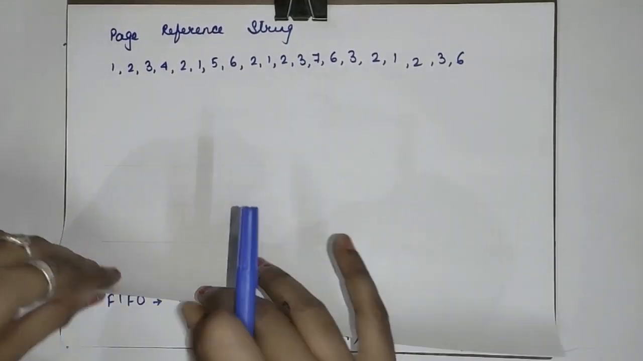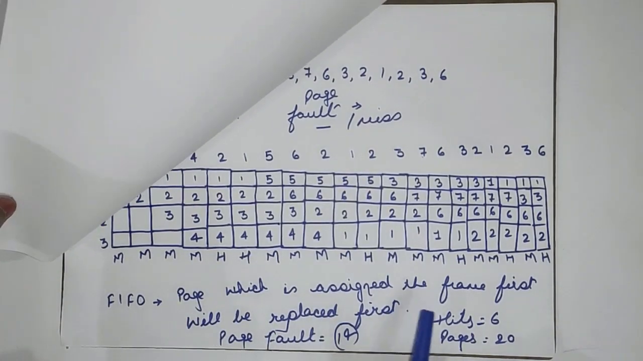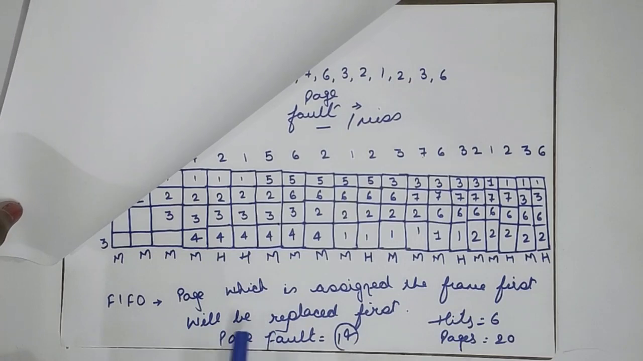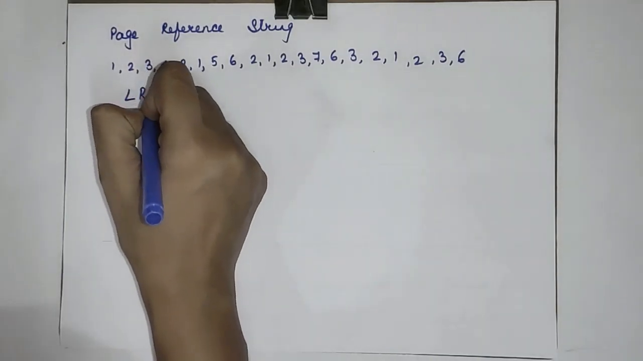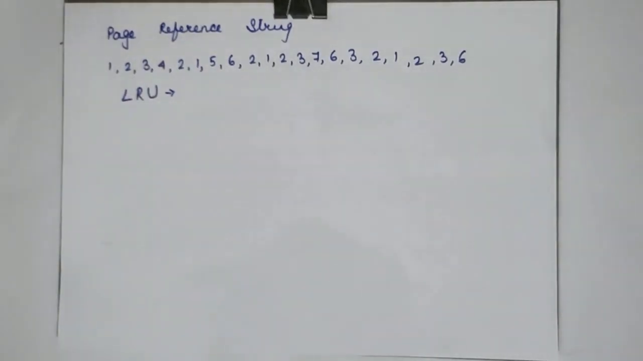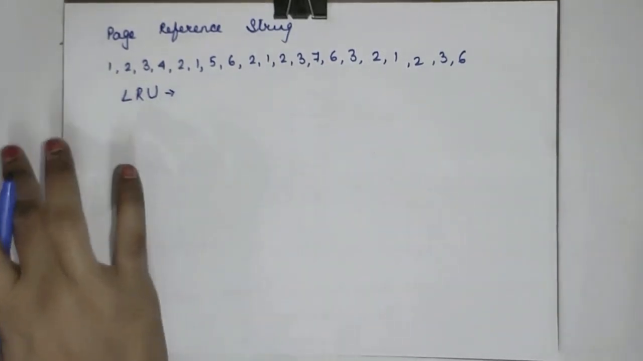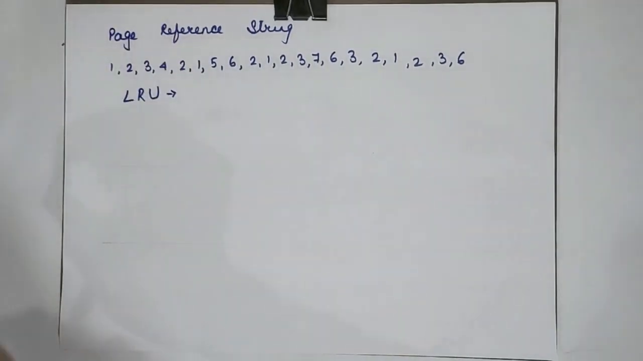The first page replacement algorithm which we learned is FIFO, where the page which is assigned the frame first was replaced first. Now the second page replacement algorithm is your LRU, that is your least recently used. So here we are going to look at the past and see which page was not used in the recent past.